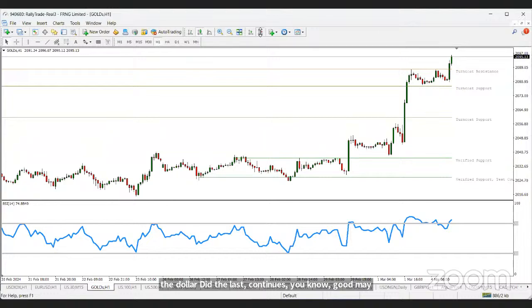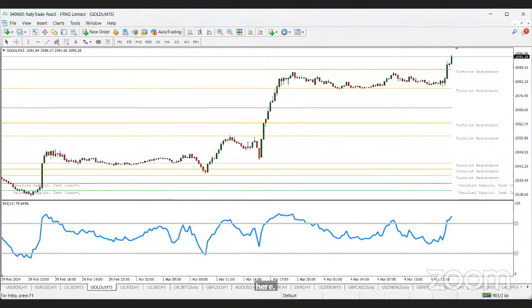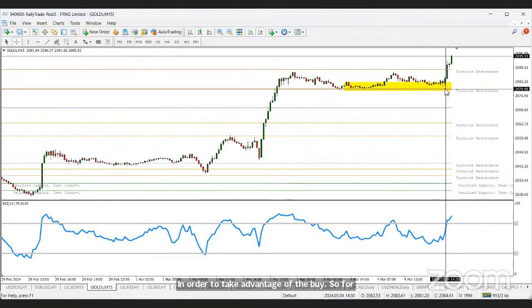But right now, gold is really overbought. I would not advise anyone to buy gold directly from here. What I would do instead is look out for a pullback on gold and use that as an advantage to take the buy. So for gold, I will not be trading where it is right now, but I can be looking out to buy gold from 2079.